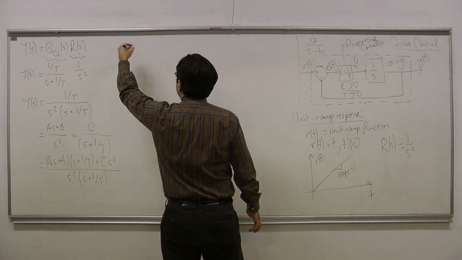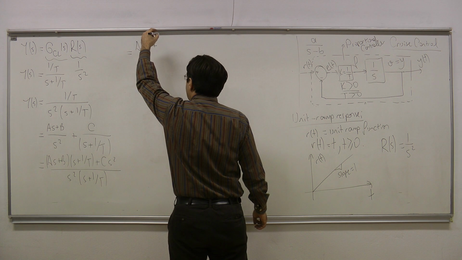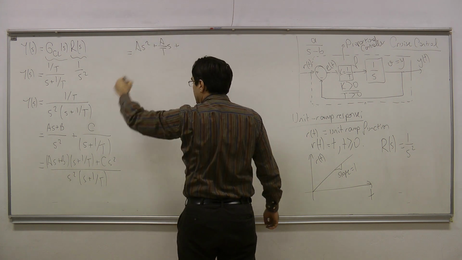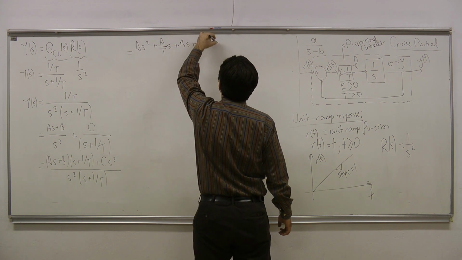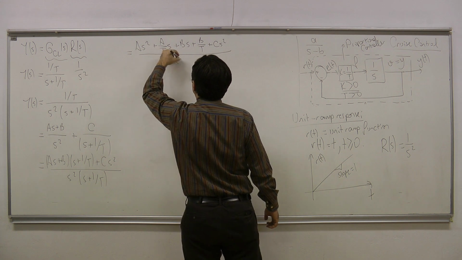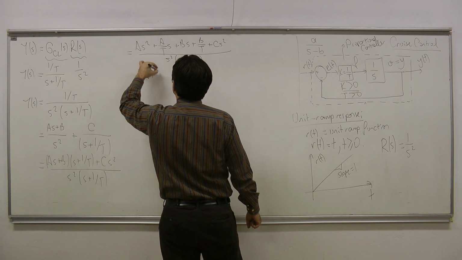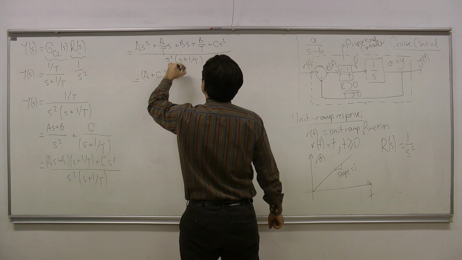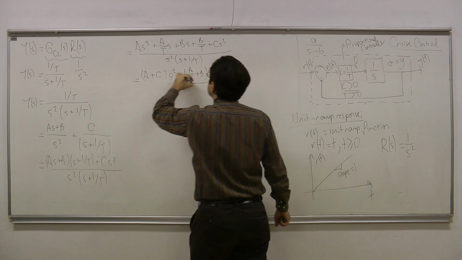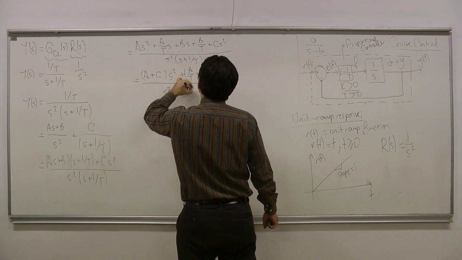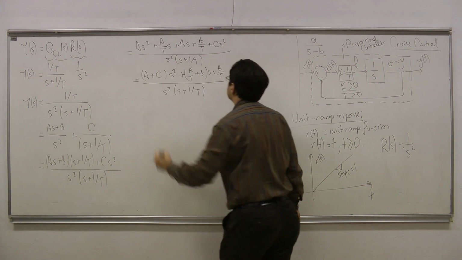So now I will do the multiplication here in the numerator. So a s squared plus a over T s plus b s plus b over T plus c s squared, divided by s squared s plus 1 over T. That is equal to, collecting the similar terms, a plus c s squared plus a over T plus b s plus b over T, divided by s squared s plus 1 over T. All right? Sorry for my bad writing here. So this is s squared.